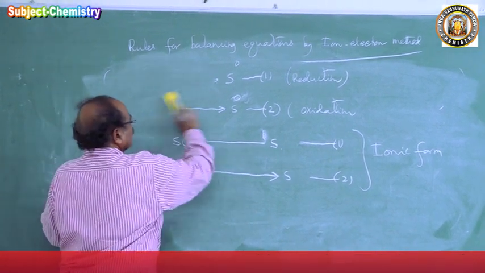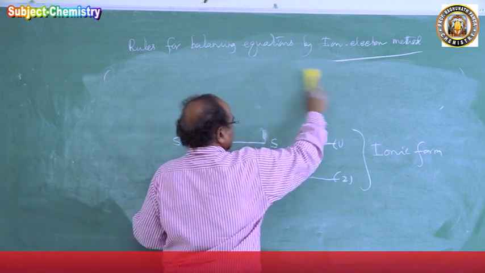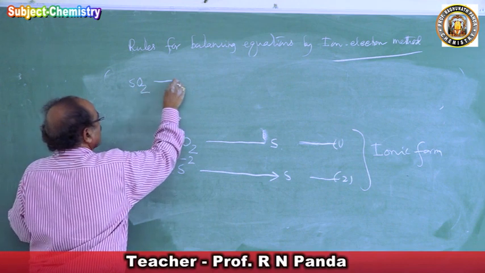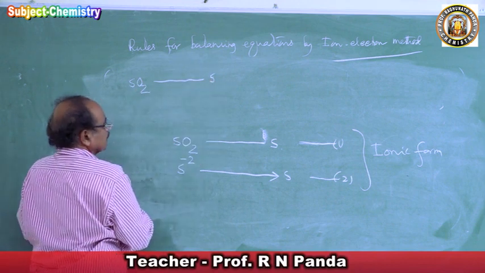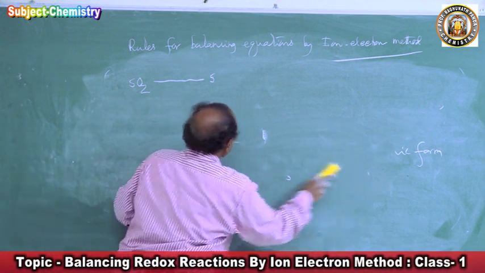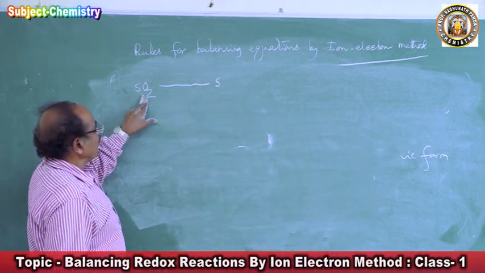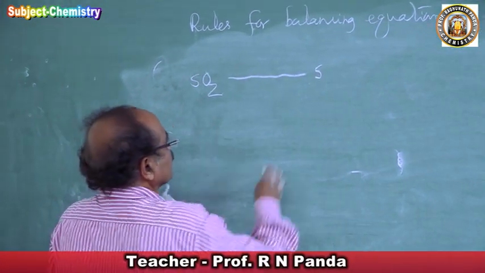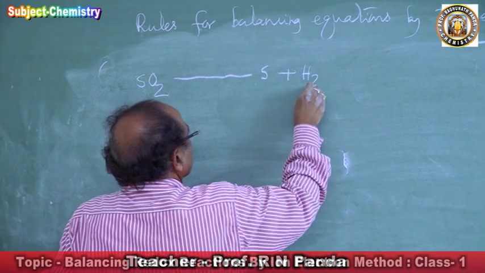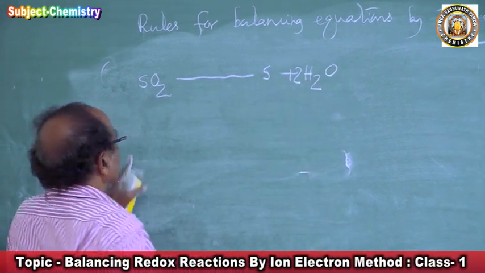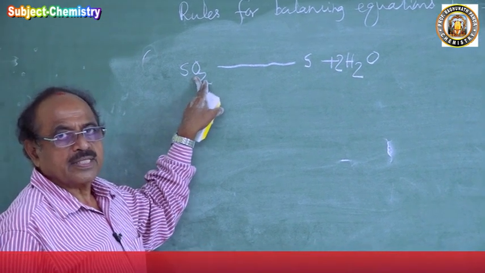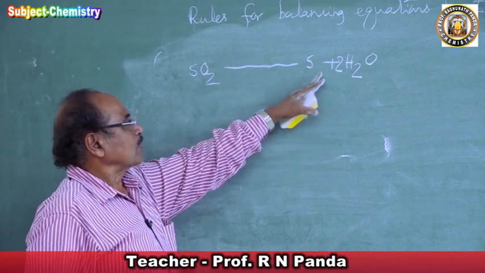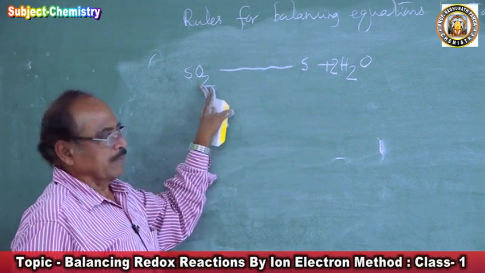So what will you do now? We will first balance sulfur dioxide to sulfur. What is happening here? To balance the oxygen atoms, we add water molecules on the other side. How many oxygen atoms are here? 2. Here, no oxygen atom. So we'll add 2 water molecules to balance the oxygen.